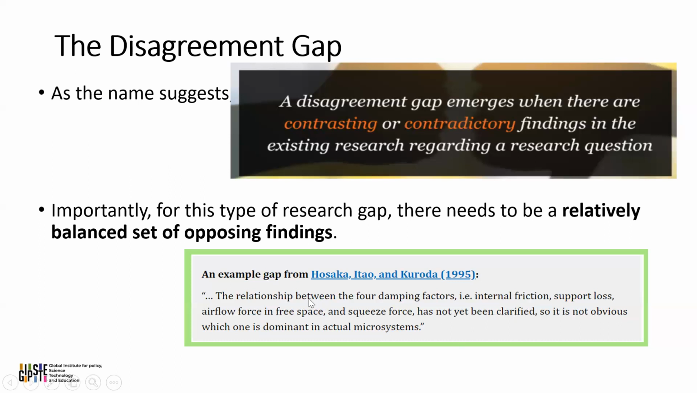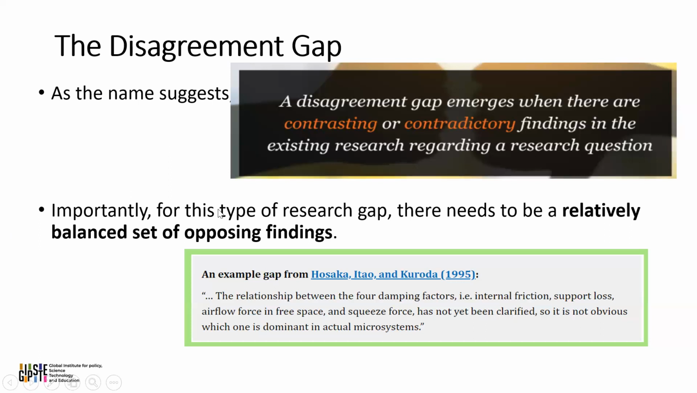Let's take a typical example. Example of such gap from Osaka, Itaho, and Kurada, 1995. It reads, the relationship between the 4 damping factors, that is internal friction, support loss, airflow force in free space, and squeeze force has not yet been clarified, because there is no clarity whether this leads to that or this leads to that. So it is not obvious which one is dominant in actual microsystems. So there's a need for more study to clarify the imbalance.